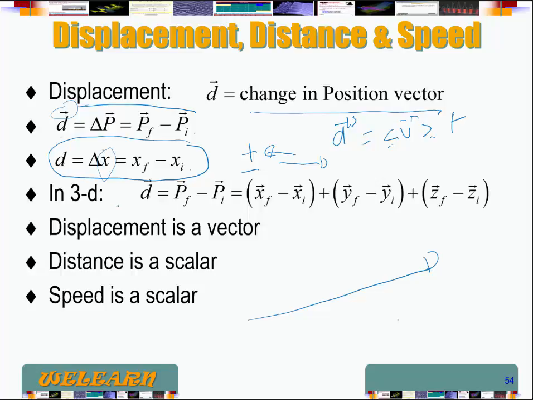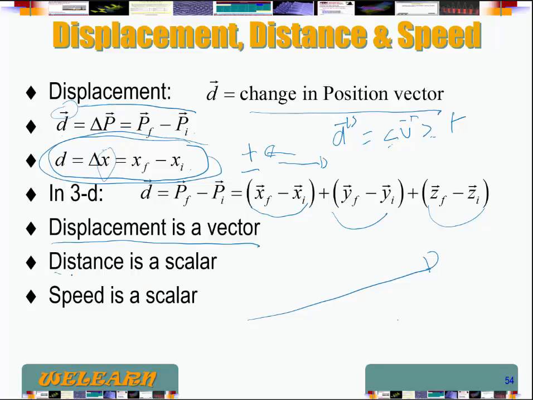Now displacement in 3 dimensions is really a displacement along the x, a displacement along the y, and a displacement along the z, all together. Remember, displacement is a vector. What we wrote here for the x, we could have written it for the y, of course. Displacement along the y would be delta y, y final minus y initial.